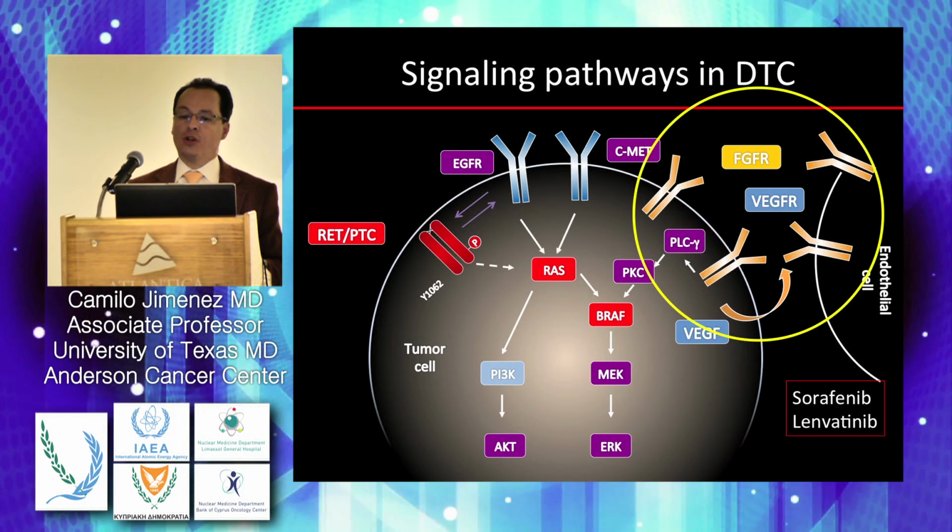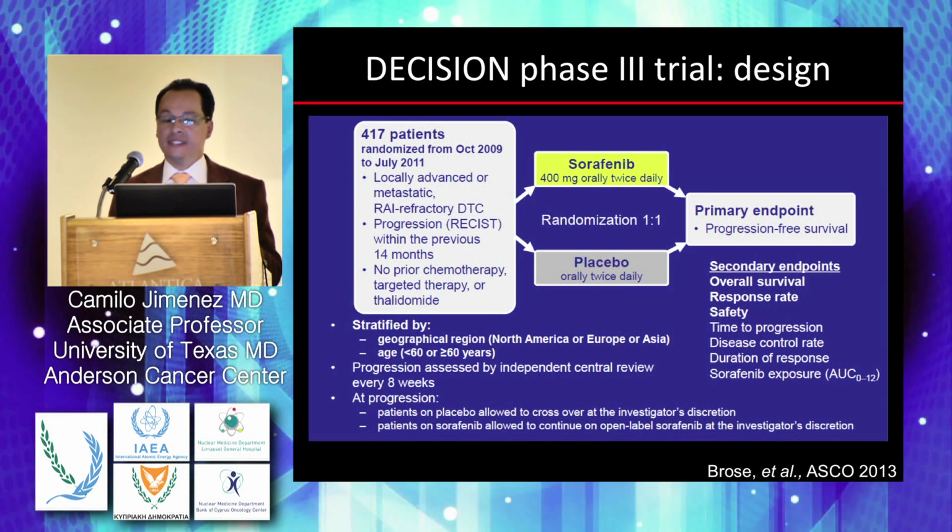Where is that information coming from? The information is coming from this particular clinical trial. This is the Decision phase 3 clinical trial. This is a clinical trial that was very well designed. This is a randomized clinical trial in which 417 patients were randomized from October 2009 through July 2011. These patients had locally advanced or metastatic disease that was refractory to radioactive iodine therapy. And the patients had disease that was progressive. That progression was demonstrated by RECIST criteria based on conventional radiographic studies.